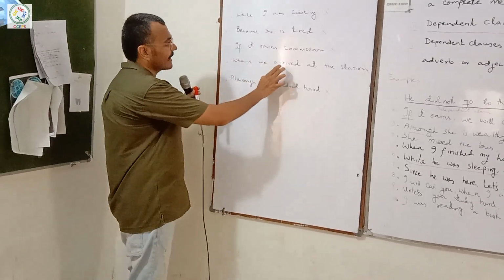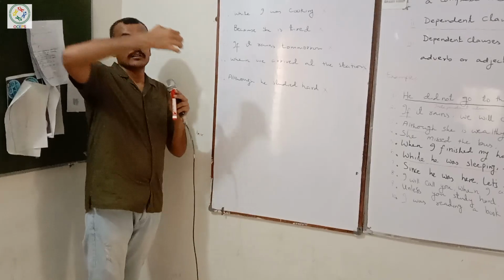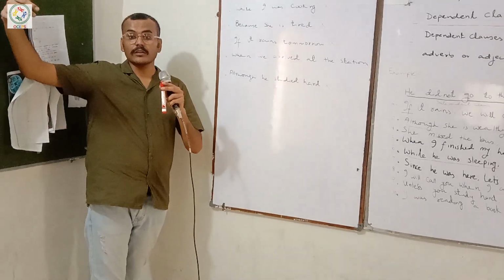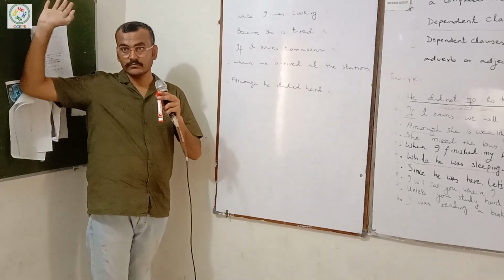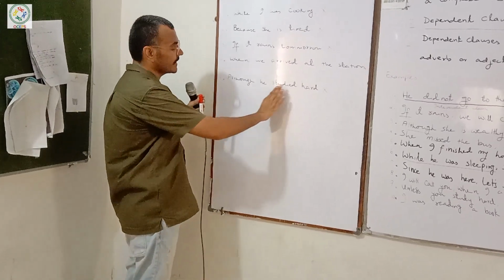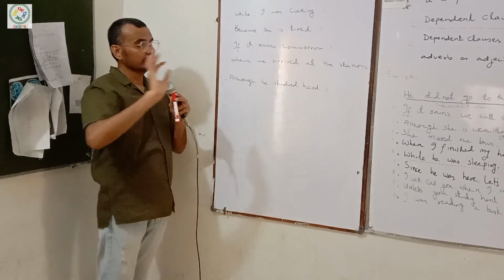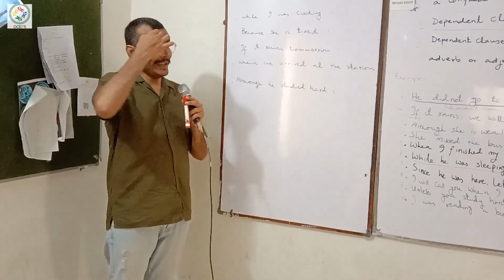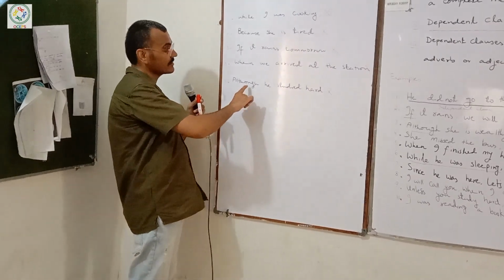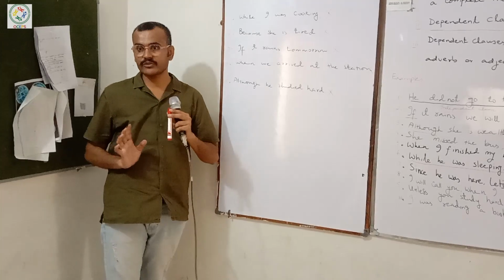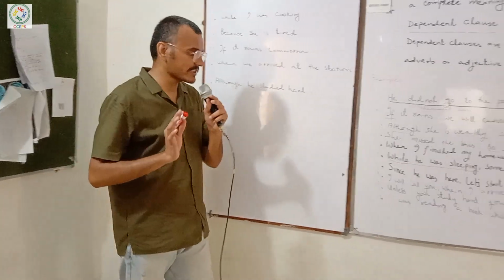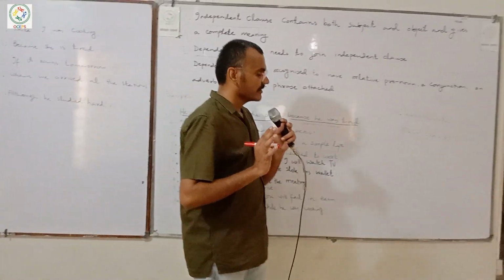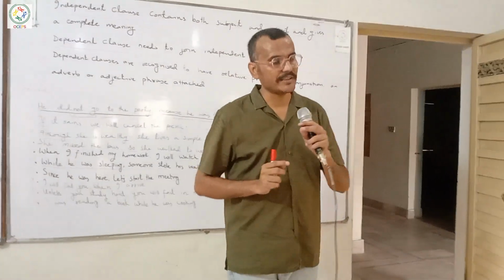Okay, when we arrived at the station, he had already gone. Okay, although he studied hard, he could not clear the exam. So when there is a subordinate clause, there must be a main clause, I mean to say. And a subordinate clause is always supported by a conjunction, relative pronoun, adverb, or adjective.